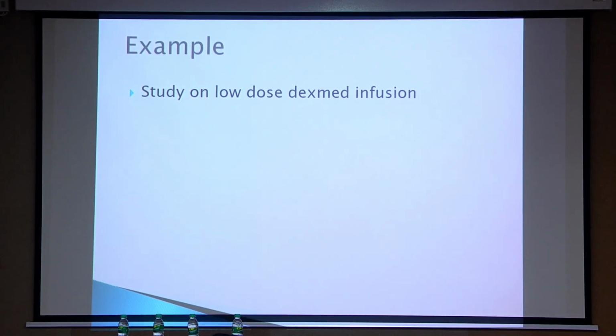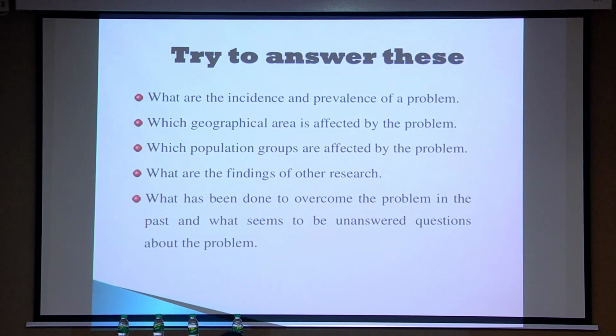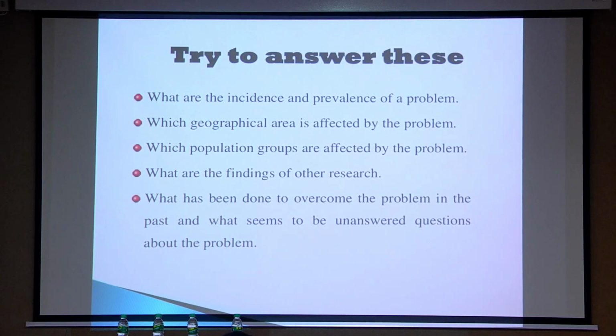Remember, your title should convey all the information. So the introduction should have a well-written outline and stick to it. Write a few sentences. It must be accurate, concise and specific. Try to answer this: What are the incidence and prevalence of the problem? Which geographical area is affected? Which population groups are affected? What are the findings of other research? What has been done to overcome the problem in the past? And what seem to be the unanswered questions about the problem?